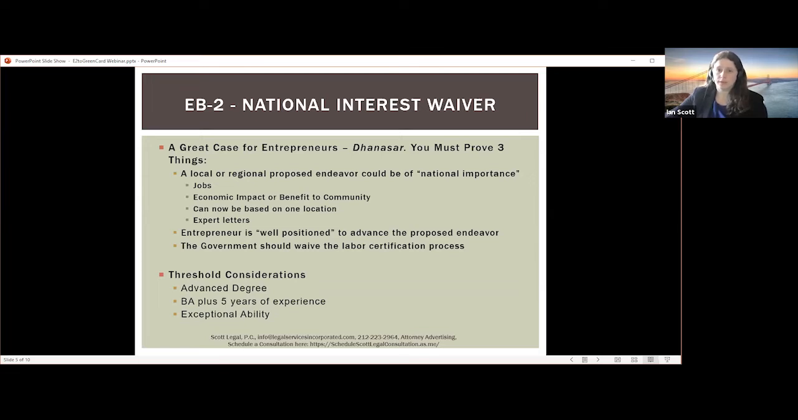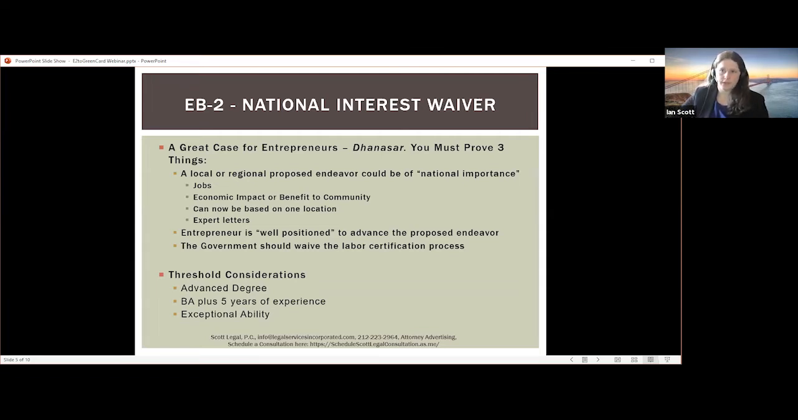The second requirement is to show that you are well positioned to advance the endeavor. So this section will focus on the applicant's background and accomplishments. In order to grant the green card, the government has to feel comfortable you'll actually be able to accomplish the job that you propose. So having a track record of success in your field will greatly strengthen this part of the application.